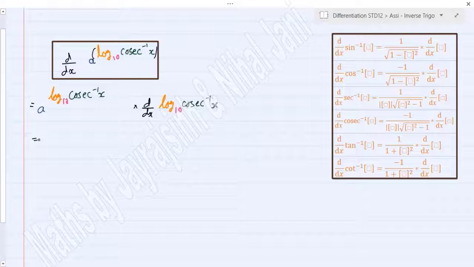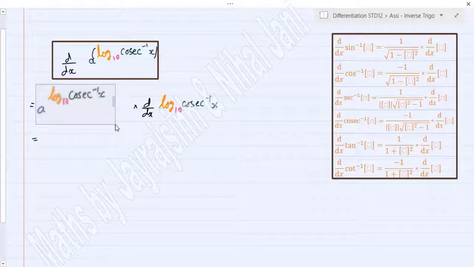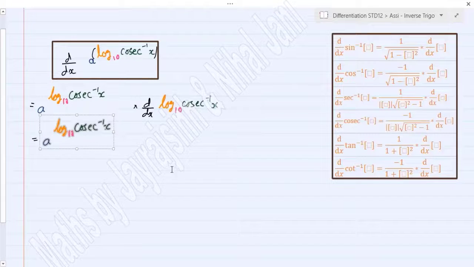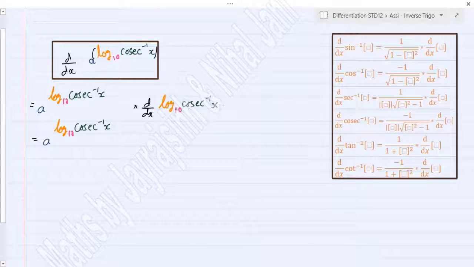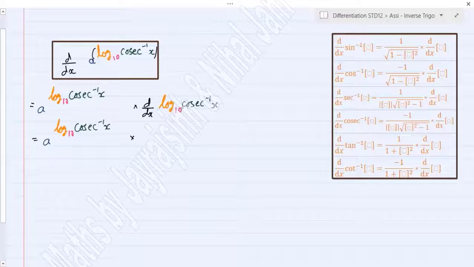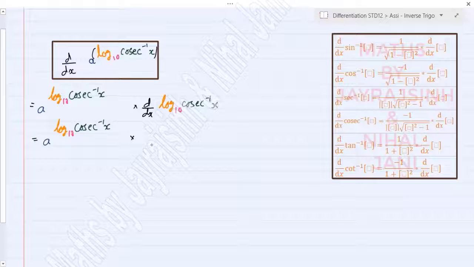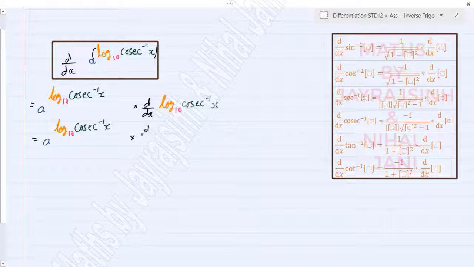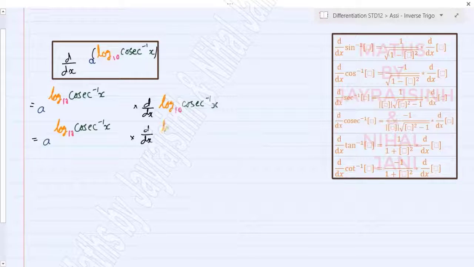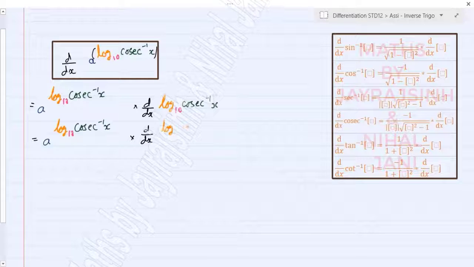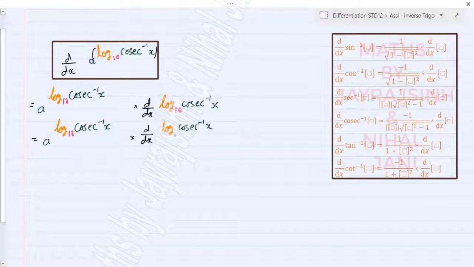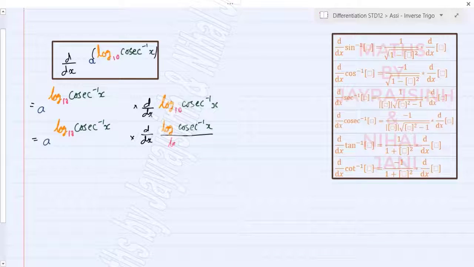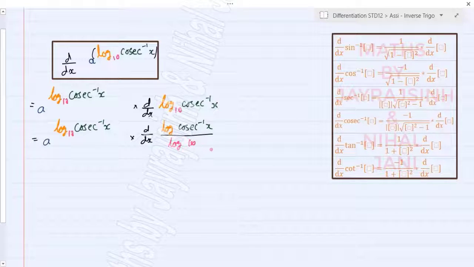Now our first term will be as it is. We just have to focus on differentiation of log cosec inverse x base 10, and for that we should change the base of log using the property of log. According to the property, we can say the numerator will get log cosec inverse x upon log 10 base e.